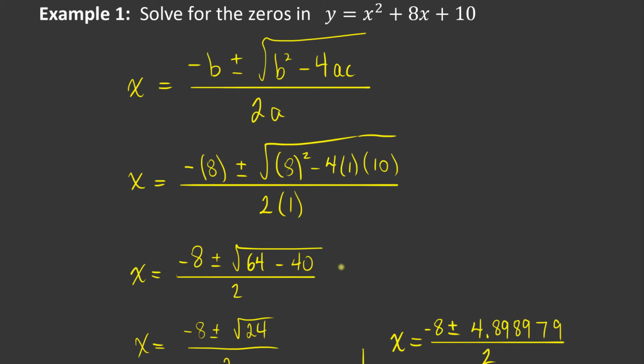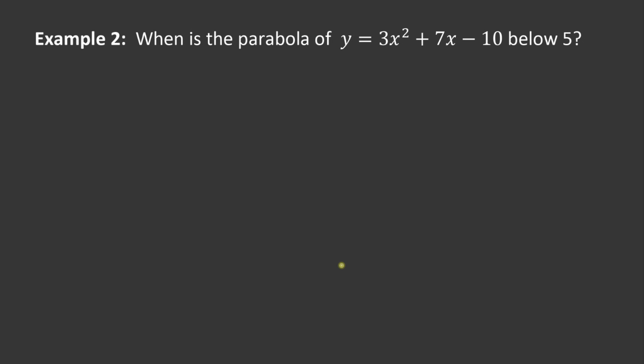Now, if you'd like to see that done one more time, I know the video is already quite long, so you can certainly pause it here and just practice on your own. But here we have a quadratic that's a little bit more complicated. And what we've been asked is, when is the parabola of this quadratic below 5? So I have a parabola that opens upward, and I've been asked, when is that below the number 5? Some arbitrary value right here, just 5.